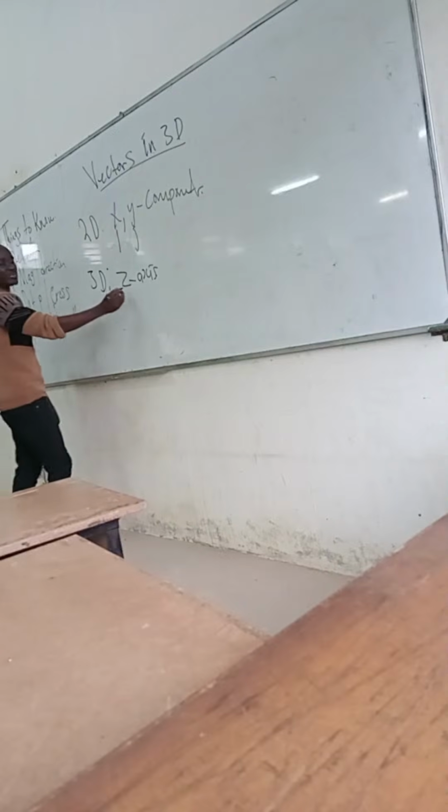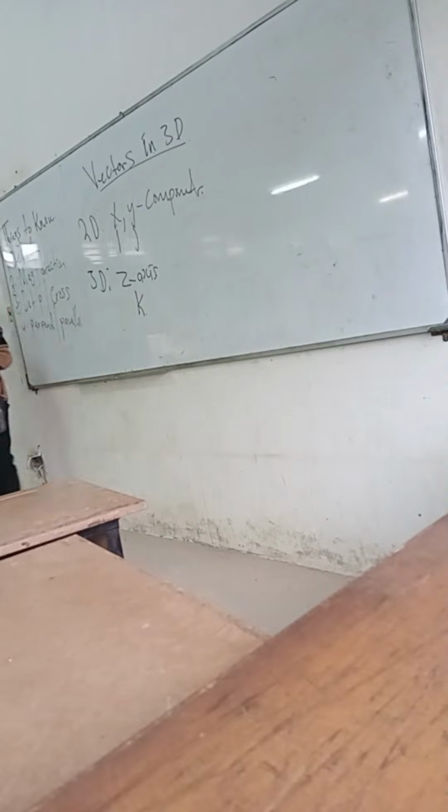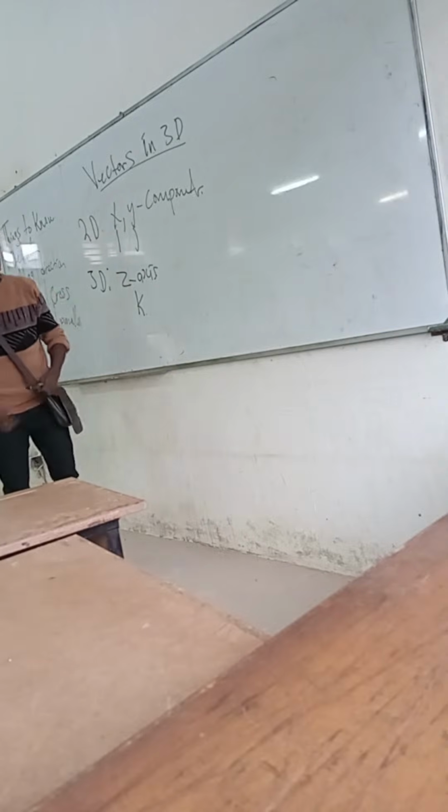Now, what is the unit for this z-axis? K. All right. So vectors in three dimensions have three units: i, j, and k. i refers to x, j refers to y, and k refers to the z-axis.